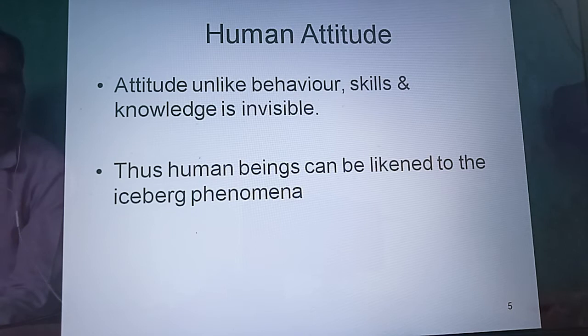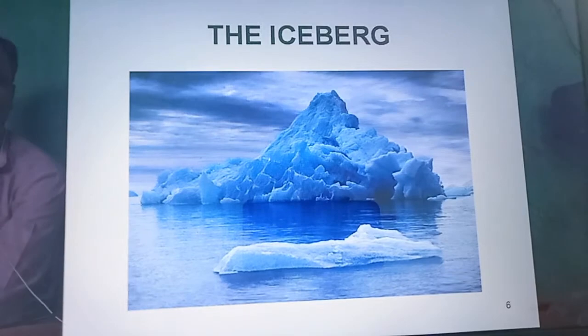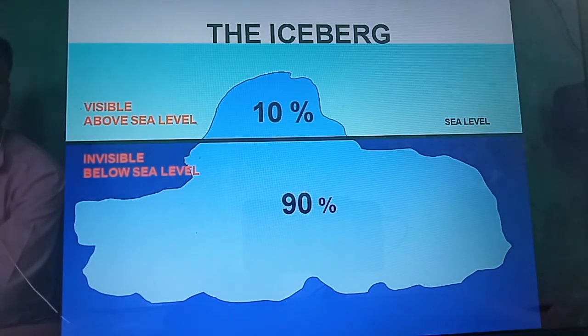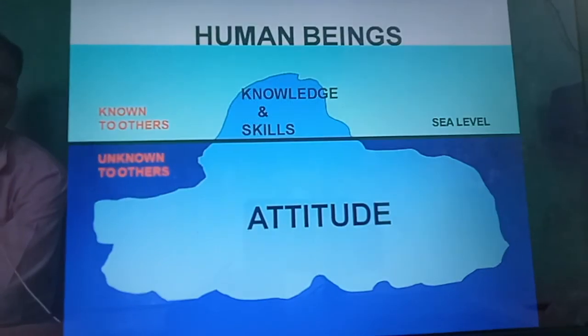Human beings can be likened to the iceberg phenomenon, so the allegory of the iceberg is given. See here, this is the image of an iceberg. Only 10% of any iceberg is visible, but the remaining 90% is below sea level. Likewise, attitude remains behind in our personality. It is not exhibited or seen physically. So 10% is visible, 90% is invisible.